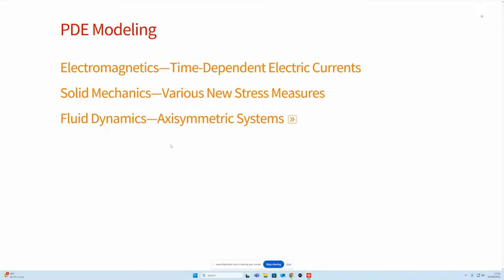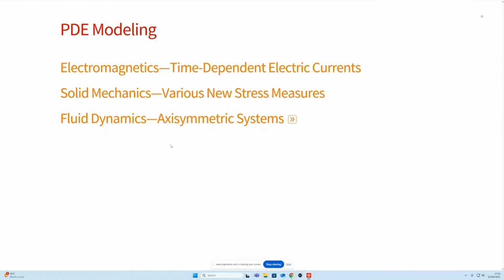So in this release, we've got new high-level constructs for time dependency in electric circuit modeling, and in solid mechanics, we had stress measure before, but we only had one stress measure, and there's various different concepts of stress. So there's a whole bunch of new stress measures that we can compute for solid mechanics problems.